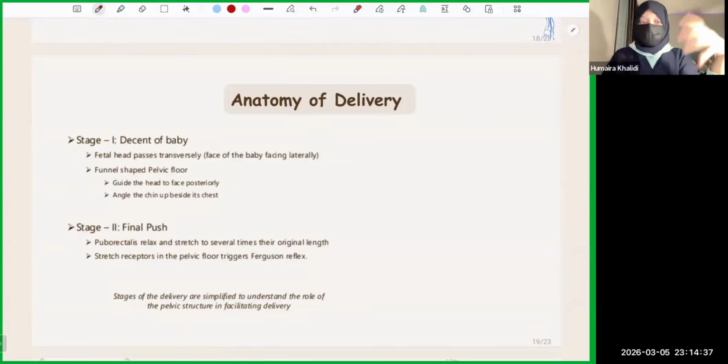And then finally, the puborectalis relaxes and stretches several times. Relaxin is released, everything happens, and then the baby is finally delivered.